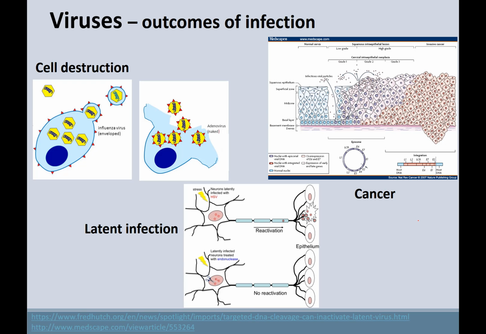Final slide for this part of the lecture is, what are the outcomes of a virus infection? So cell destruction we've talked about, either through budding or through lysis. So that's why they're parasites, because they're going to eventually destroy the cells that they have infected. Latent infection is when it hangs out in your body forever and ever. So HIV hangs out latently by integrating into your chromosome.